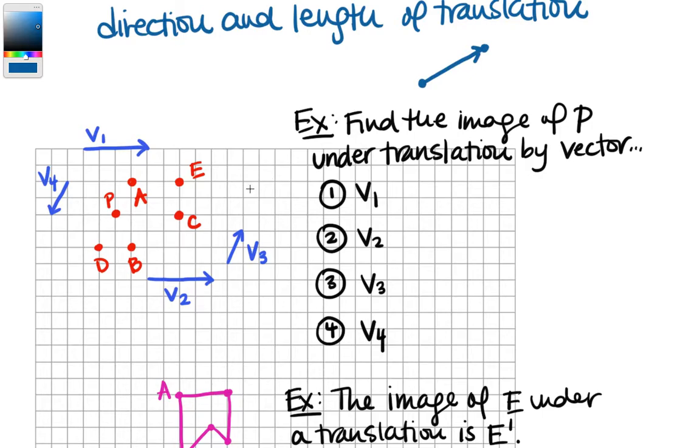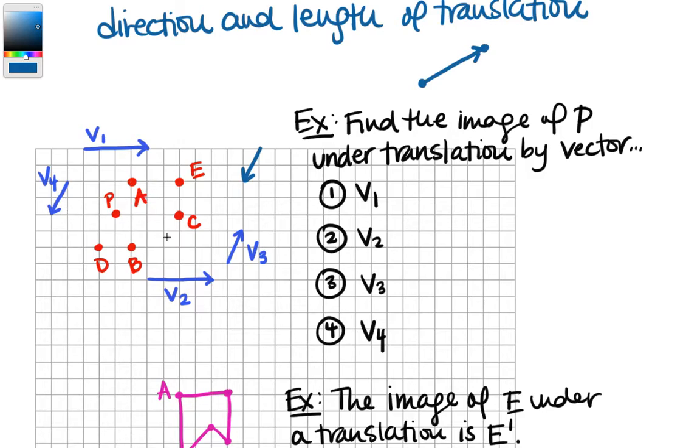Okay, let's go ahead and talk about our first example. First of all, we have several points and we've got 4 different vectors of translation. What we want to do is find the image of P under the translation by these 4 vectors. What we should note here is it doesn't matter where these vectors are placed. What matters is the length and the direction. So V4 could have been drawn over here instead, and it would have been the exact same vector of translation.